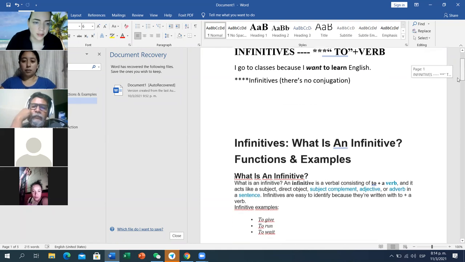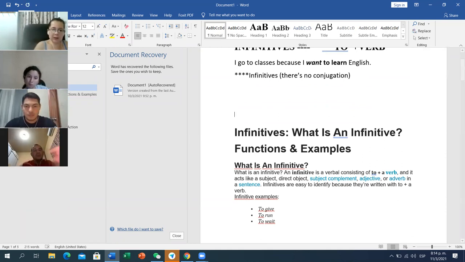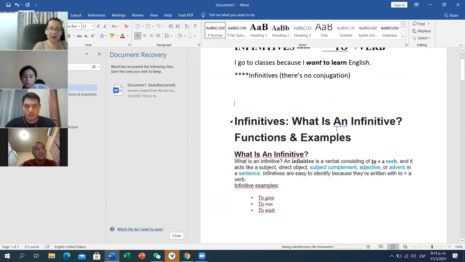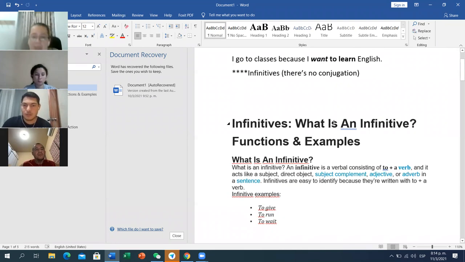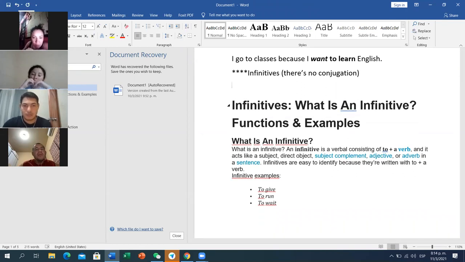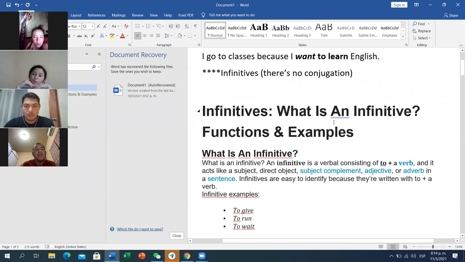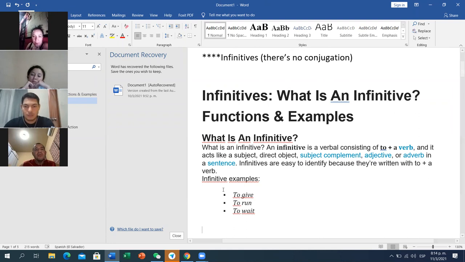Could you please read this? Let me see, hold on. Brenda, could you please read this? Permítame que no alcanzo a ver aquí. Okay. What is an infinitive, function and example? What is an infinitive? An infinitive is verbal consisting of two... No sé cómo se dice el signo más. Hold on, hold on, hold on.